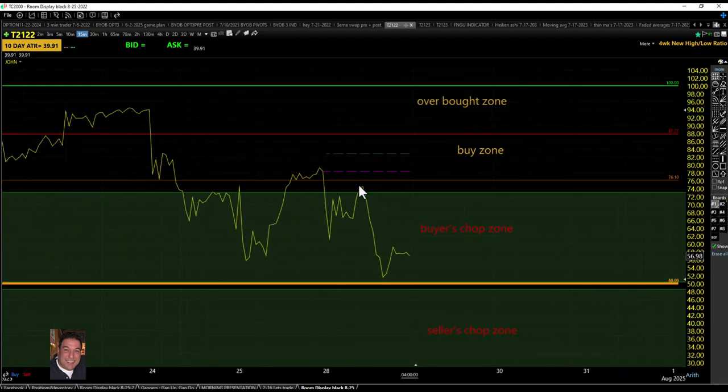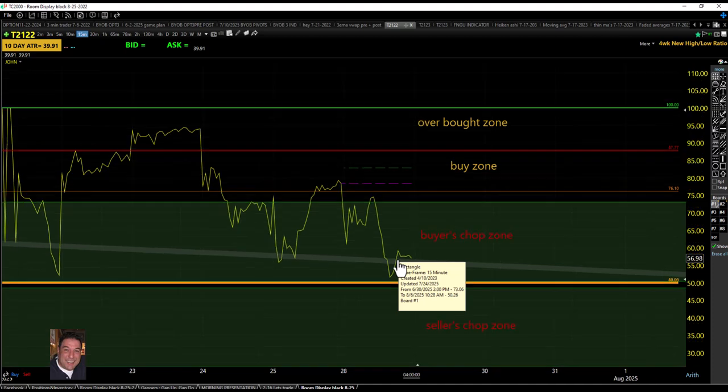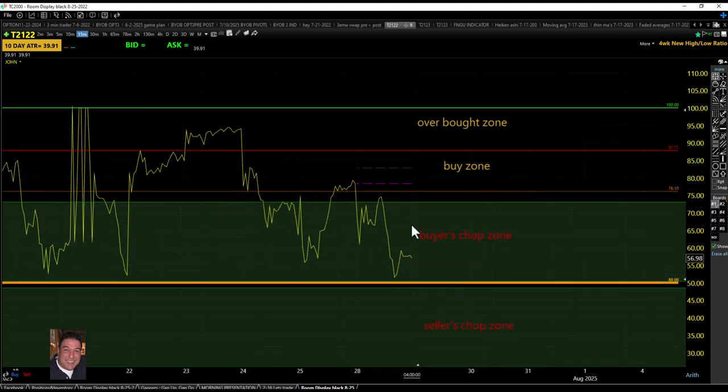All right, got a lower high. Of course, with the lower high, bears get inspired to make a lower low. So here's a low. They make a lower low. Nice. All right, so there's T21.22, spending the day in the buyer's chop zone. Okay, so looking like we get a downtrend forming.